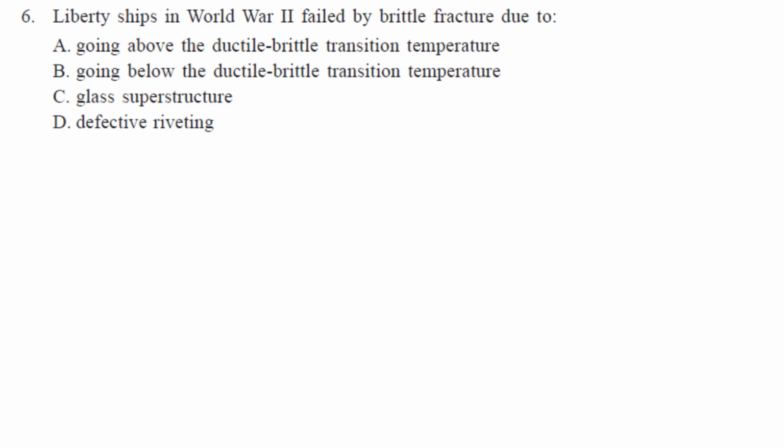Liberty ships in World War II failed by brittle fracture due to going below the ductile-brittle transition temperature, not glass superstructure or defective riveting. So the correct answer will be option B. Right, everyone? Yes, because below the DBTT temperature, the material behaves as brittle, and above the DBTT temperature, the material is ductile. Right? So once it went below, it became brittle and it failed.